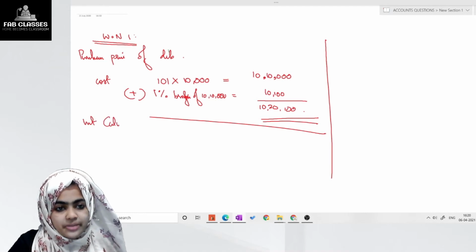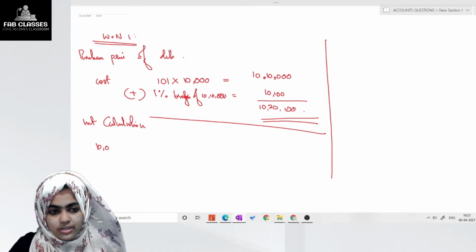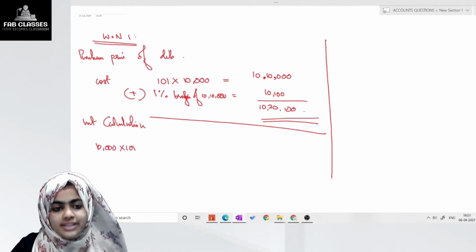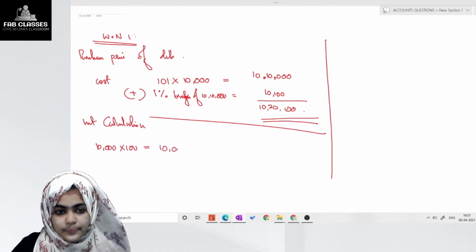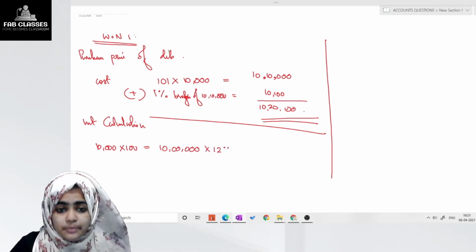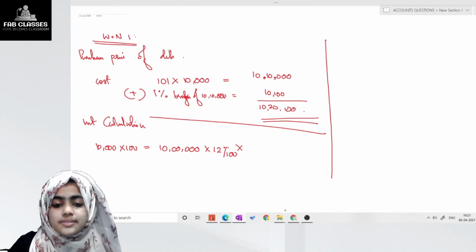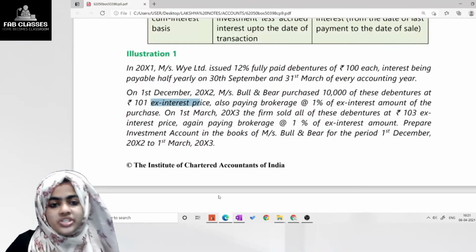Interest calculation. The debentures which we are purchasing are 10,000, right? And the face value is 100, in the sense 10 lakh. And the interest is payable at 12% per annum, 12 by 100, okay? 12 by 100 into how much interest we are going to get in this. So for that, let's see the question.